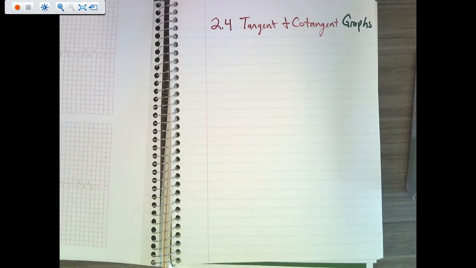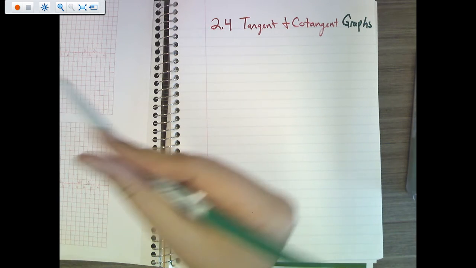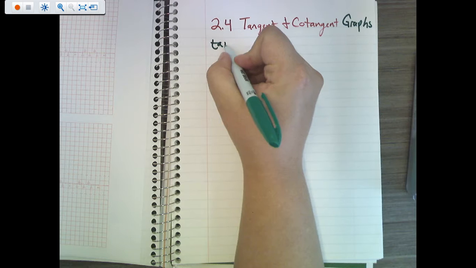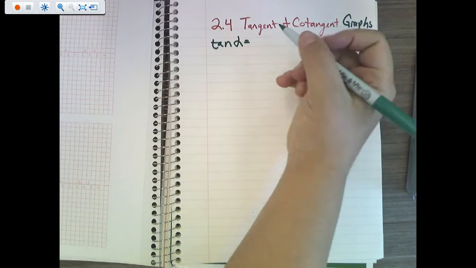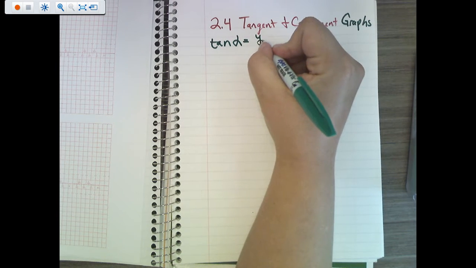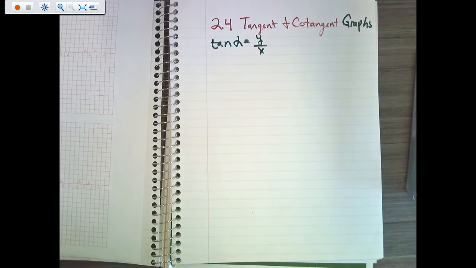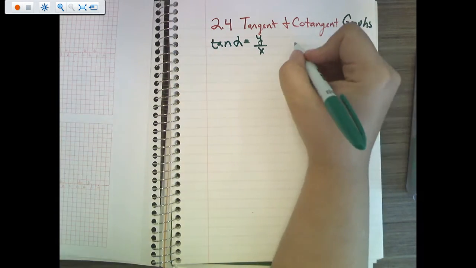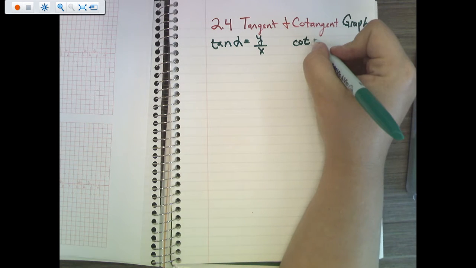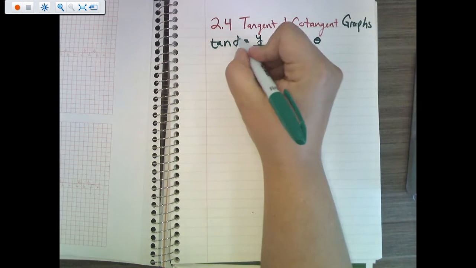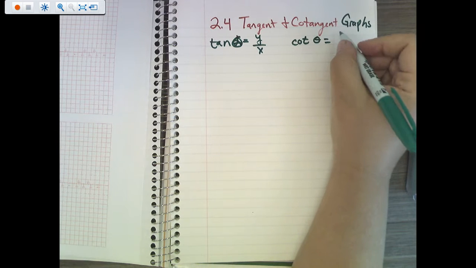Okay, so the original tangent definition that we were using is that tangent of an angle is equal to y over x. And then also remember cotangent is x over y. I can write theta. I like thetas more than alphas.